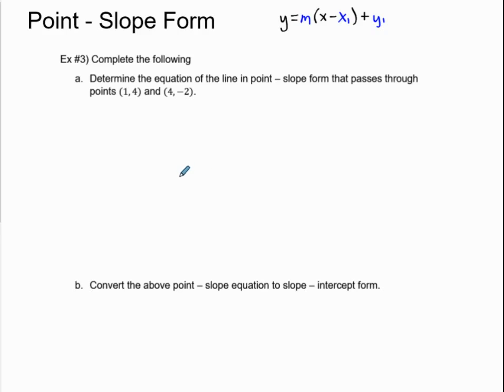Okay, in this example, we are going to determine the equation of a line in point-slope form that passes through two different points. So remember point-slope form, we are going to need to be able to fill in our slope and an xy point. So we need to figure out what our slope is using these 2 points, which I can do using my slope formula, and then pick one of those points to substitute into our equation. And it doesn't matter which point we choose. So calculate slope and sub one of our points in to here.